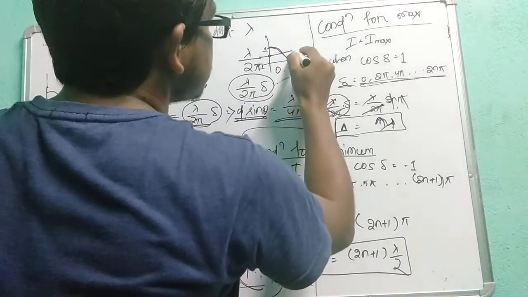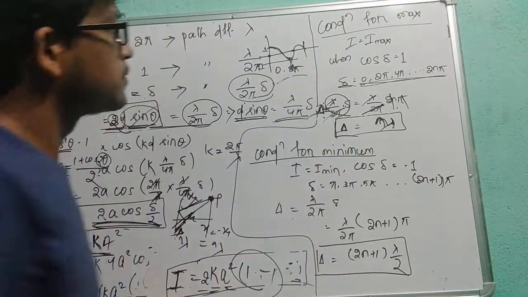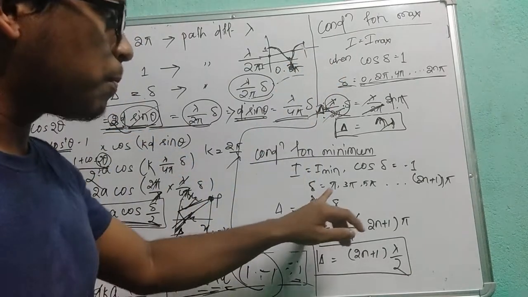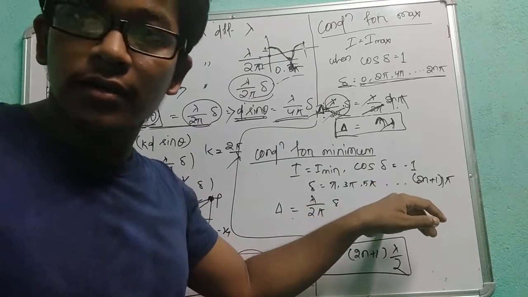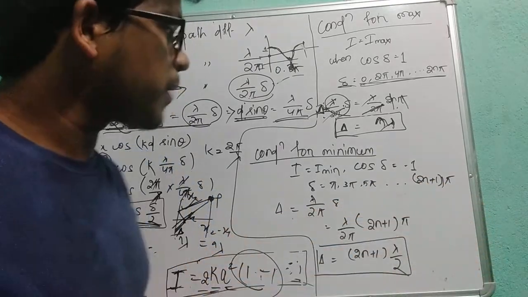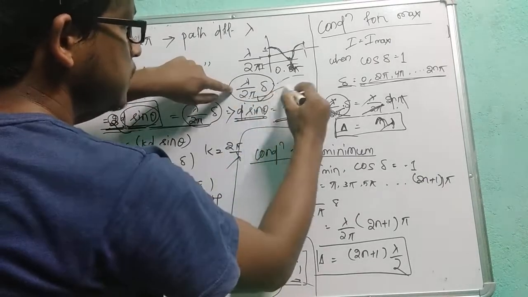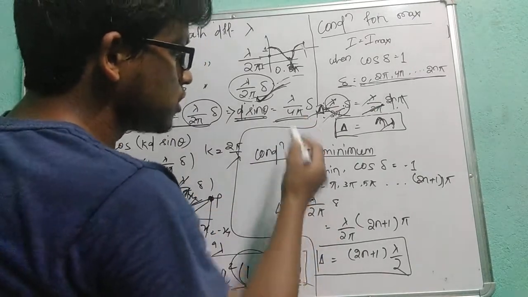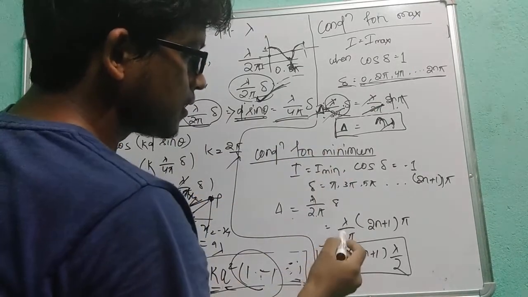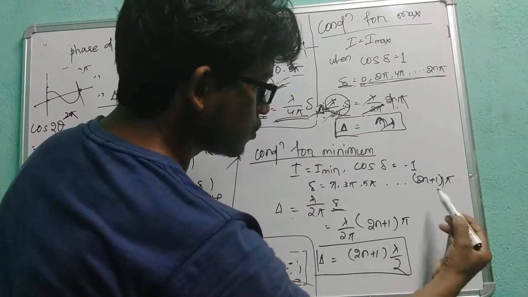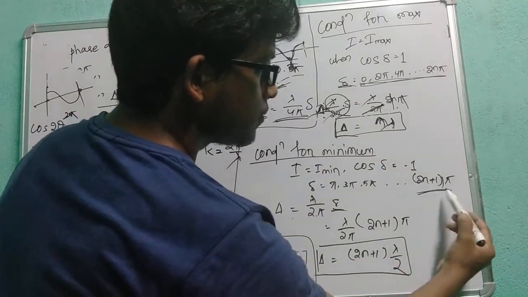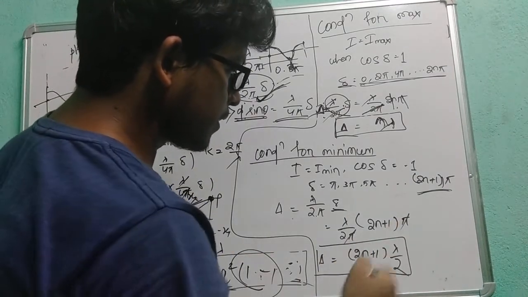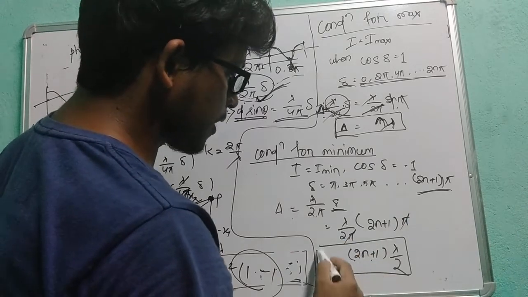This is nothing but your pi, completing here. So pi, 3 pi, 5 pi, like this. This is an odd number, so 2n plus 1 into pi. The same thing you used here, you will also use here: lambda by 2 pi into delta. So instead of delta, put 2n plus 1 into pi. Your pi gets cancelled, only left 2n plus 1 lambda by 2.